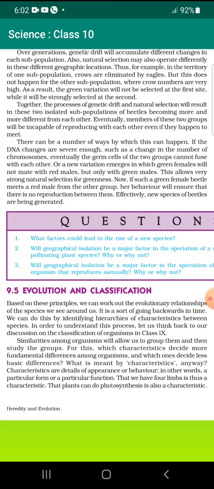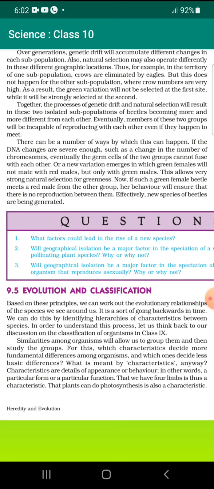Eventually, members of these two groups will be incapable of reproducing with each other even if they happen to meet. There can be a number of ways by which this can happen. If the DNA changes are severe enough, such as a change in the number of chromosomes, eventually the germ cells of two groups cannot fuse with each other, or a new variation emerges in which green females will not mate with red males but only with green males.